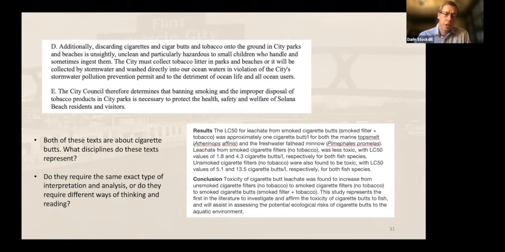So this is just an example, and obviously, we're not going to use these texts with students without a lot of scaffolds and supports, but I might actually show students these texts to help them understand the difference between different types of text, and how different disciplines and different domains really use language and text in different ways.